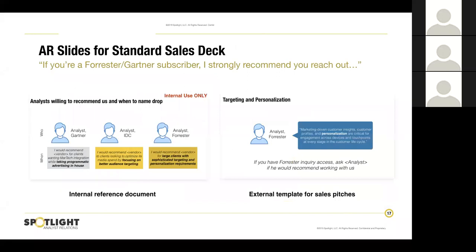Another aspect of sales integration can include a guide of which analysts are willing to recommend us and when we should utilize them. So in this example, the client utilized AR slides within their standard sales deck that took into account the specific needs of the prospect. So every analyst that we engage with has a varying level of understanding of our capabilities, varying levels of willingness to recommend us, and differences in who they think we best serve. So helping the sales team know who out of our analyst roster can help close the deal will enable them to name drop the right reference.